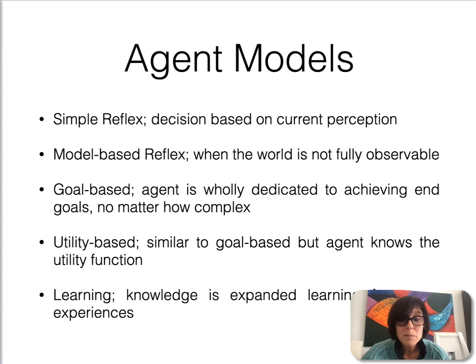There's a model-based reflex where the agent model works when the world is not fully observable. As a consequence, it is important that the agent would remember previous observations about the parts of the environment which it cannot observe in a particular period of time. And this would require supporting a model for representing the environment.